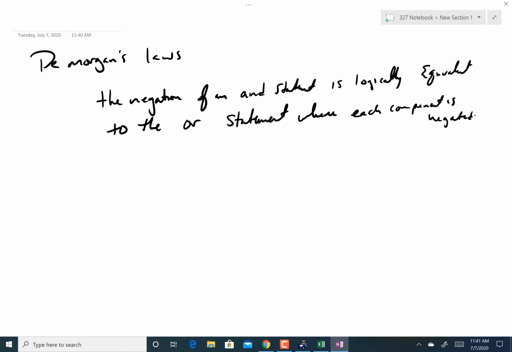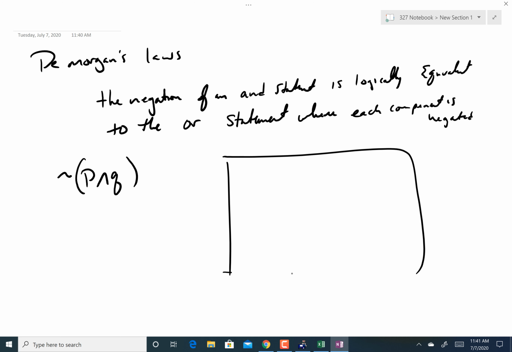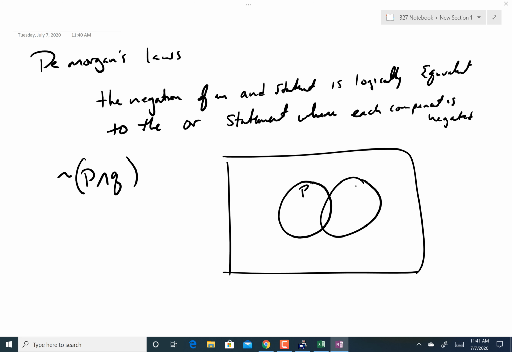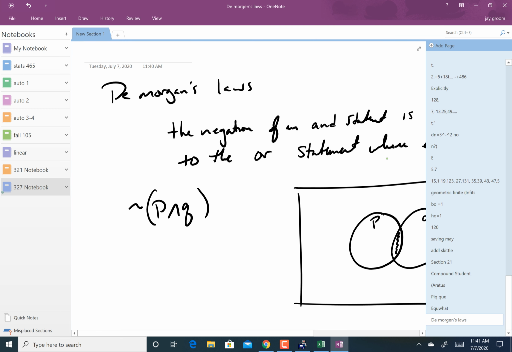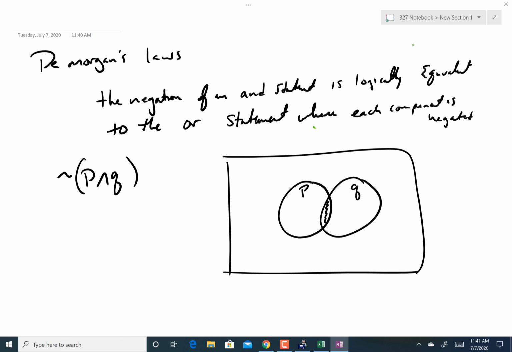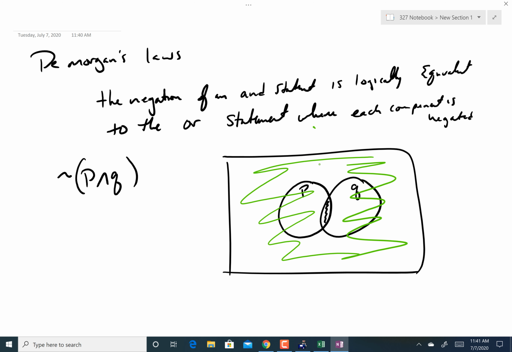Let's find out. So here's P and Q. Let's do the negation of that. Here is my box. Here's P. Here's Q. P and Q is this. So where is not (P and Q)? Well, not (P and Q) is everything else.